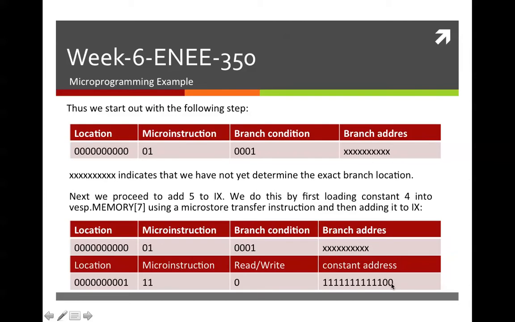This is determined by just noting the fact that 0 is stored in all ones, and then 1 is stored in all ones but 1, and then 2 is stored in all ones up to here, and then 1, 0, and then the next one becomes 0, 0. So that being the case, now we have 4 stored in location 7 in memory, that is in VESP's memory, and now we want to proceed from there forward.